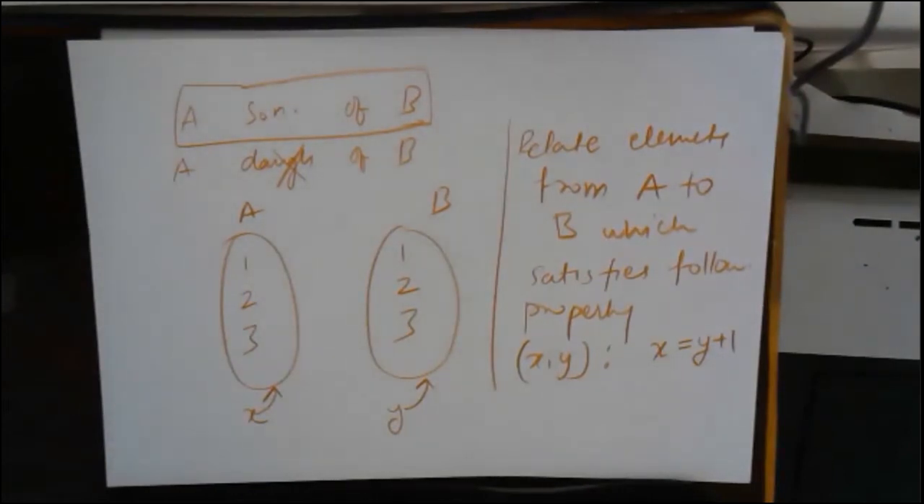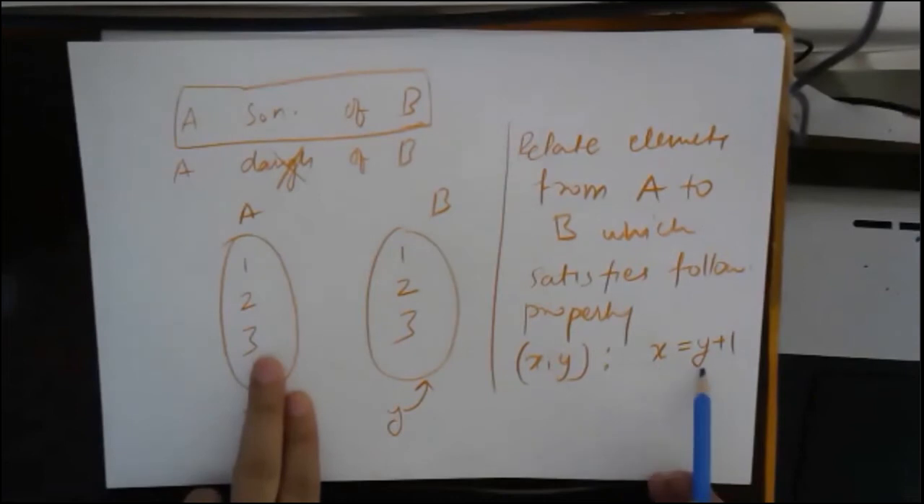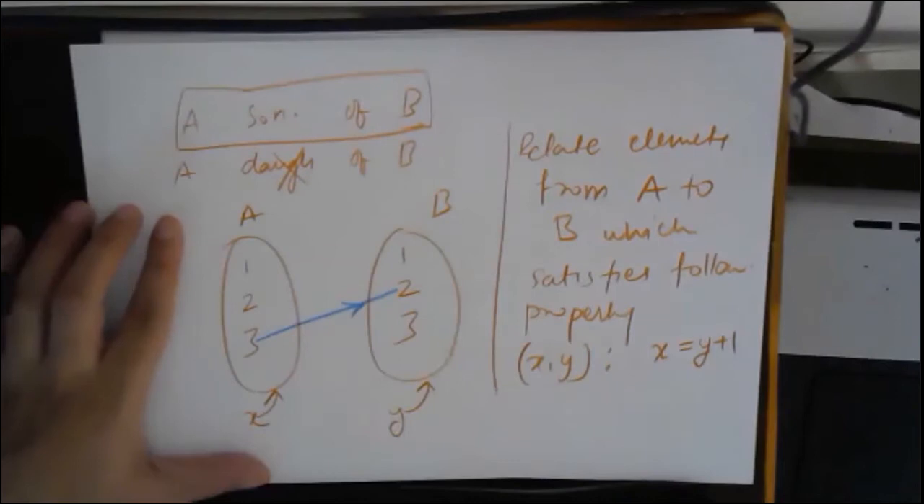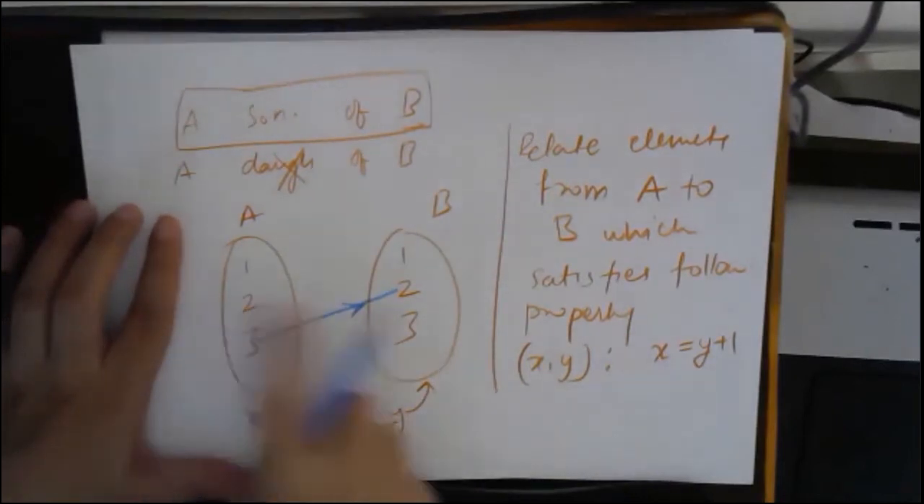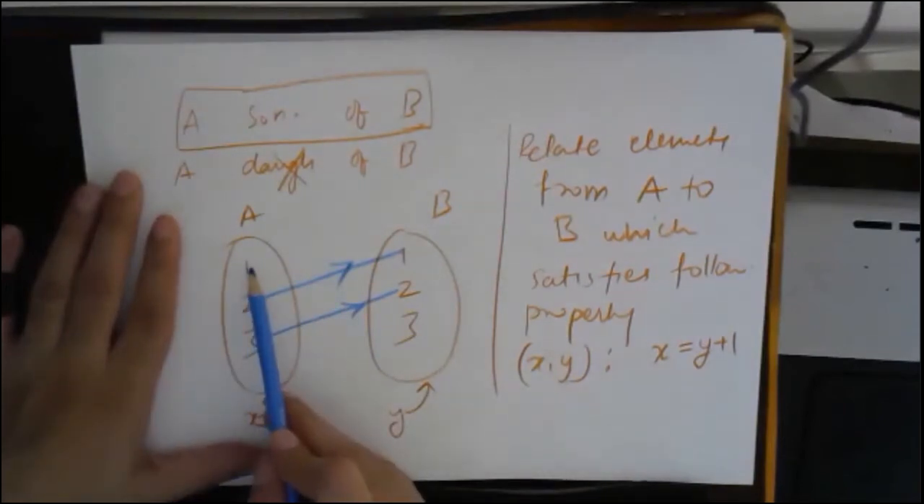If I am saying X is equal to Y plus 1, then tell me which element of B you will relate 3 with. 3 I will relate with 2, because if X is 3, then Y has to be 2. So 3 will be related to 2. Very good. Now tell me which element 2 will be related to. 2 will be related to 1.